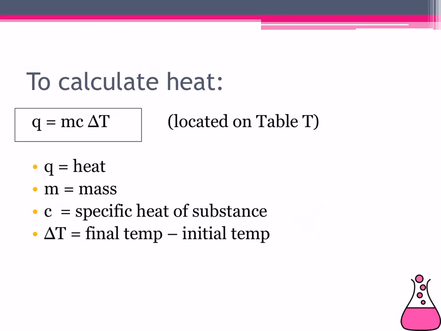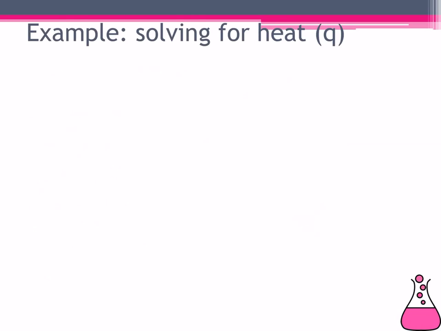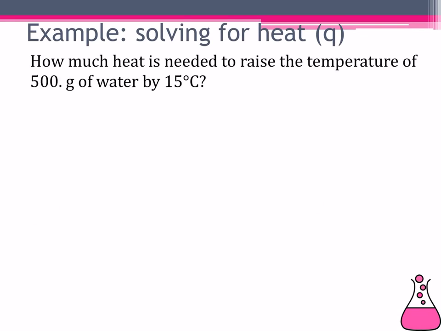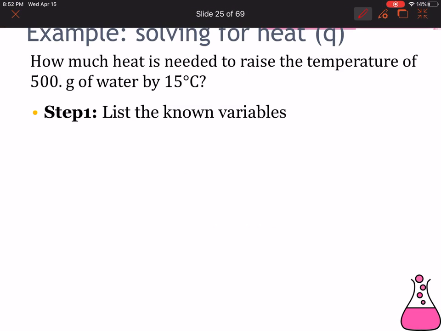And all of these variables are also laid out on the back of the reference table. So if I want to solve for Q, for example, I have this question right here. How much heat is needed to raise the temperature of 500 grams of water by 15 degrees Celsius? My first step is I'm going to list all my known variables. So I know that I'm using Q equals MC delta T here.